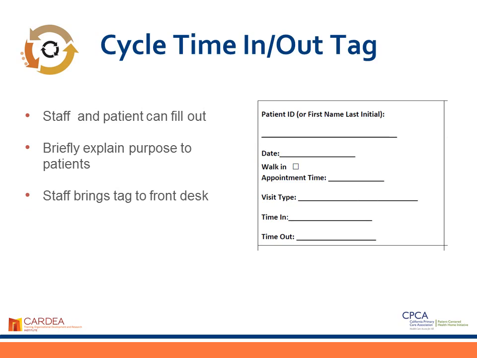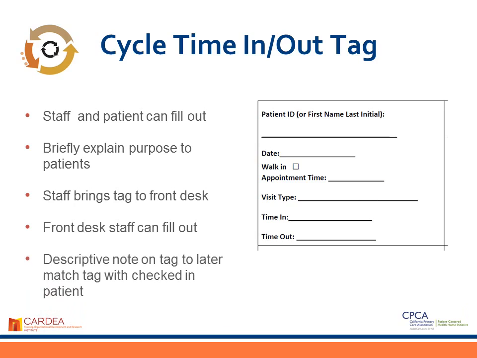Staff would then bring the tag to the front desk where it would be attached to the patient's chart. Or, if your waiting room is not too busy, front desk staff might be able to watch the front door and document arrival times, making a brief descriptive note on the tag about the patient so that the correct tag is assigned to the correct patient once his or her identity is known after checking in.